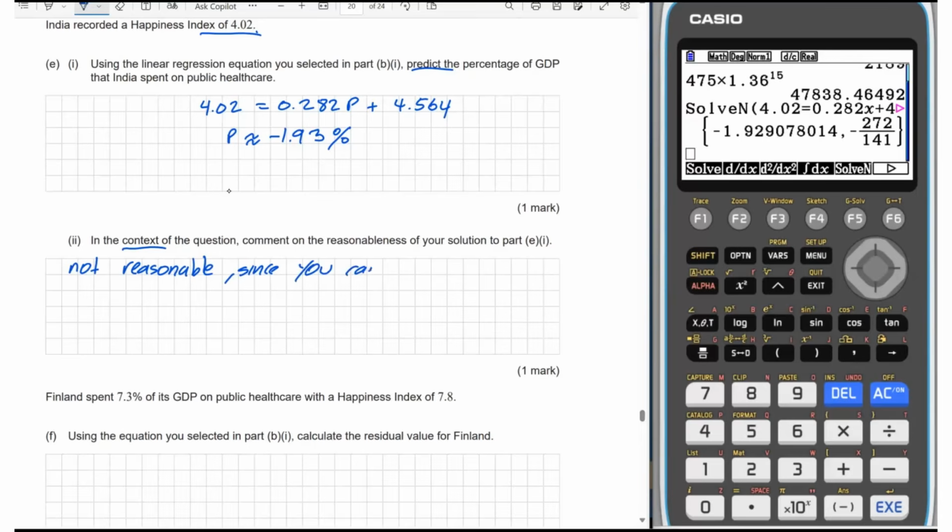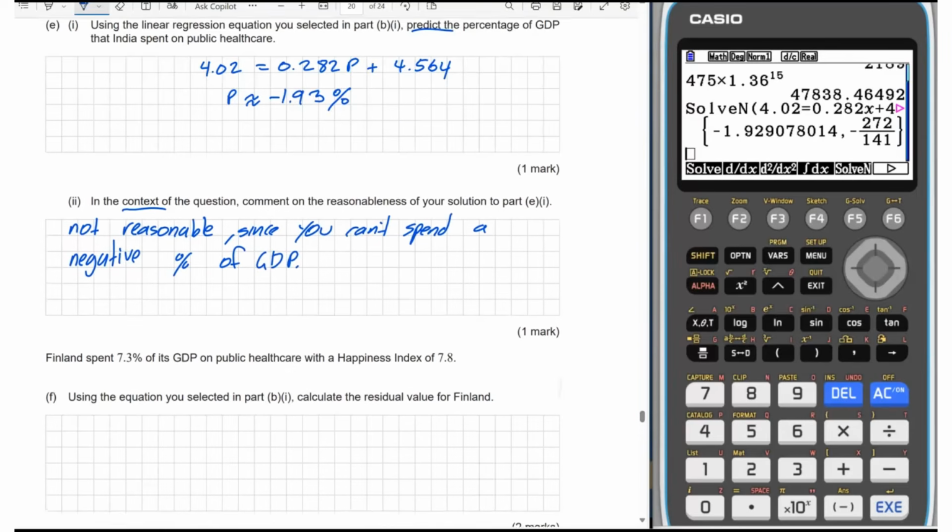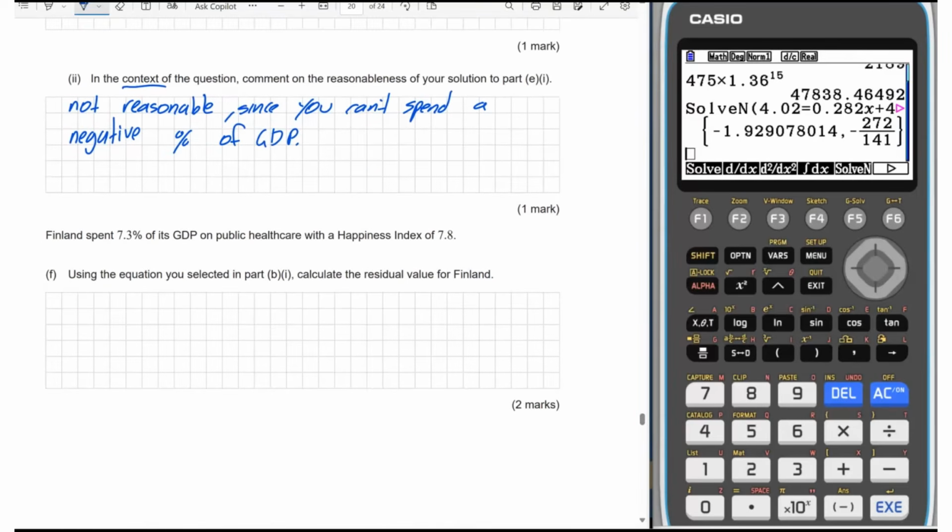Since you can't spend a negative percentage of GDP. So we go again. So this is another country that wasn't on the original table, and they say that Finland spends 7.3% of its GDP on public healthcare with a happiness index of 7.8.